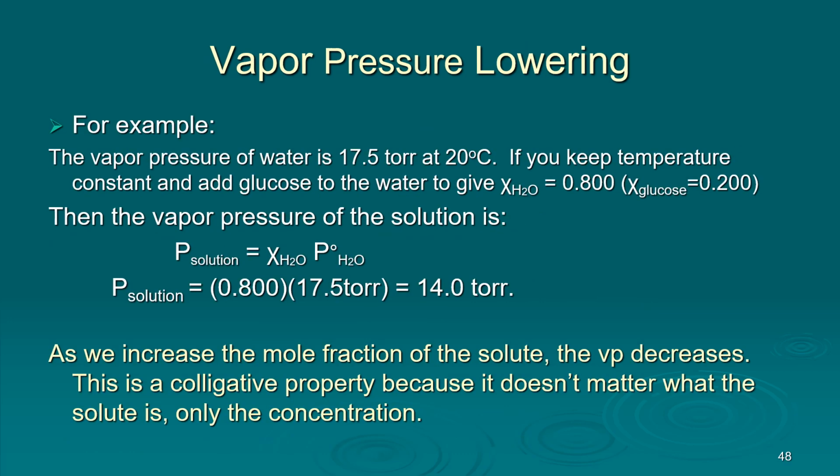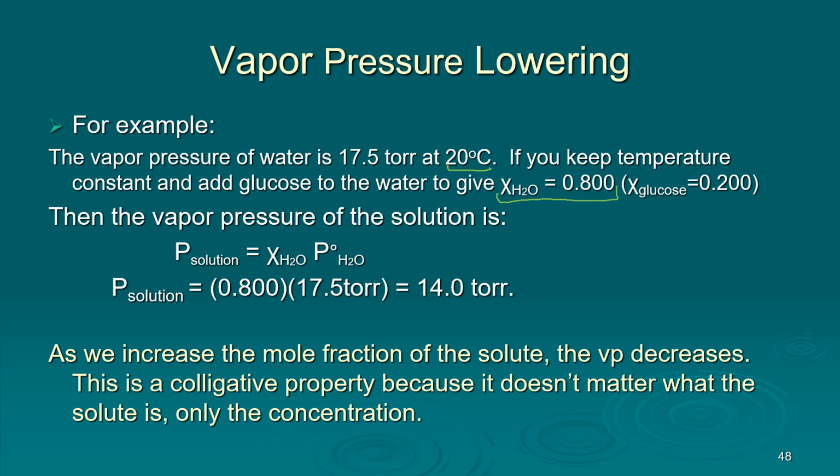So let's look at an example. The vapor pressure of water is 17.5 torr at 20 degrees Celsius. Now, vapor pressure will change with temperature, but they're just telling you that as informational. And then they're telling you if you keep the temperature constant and add glucose to the water so that the mole fraction of the water is 0.8, or in other words, the mole fraction of the glucose is 0.2, then what will the vapor pressure of the solution be?